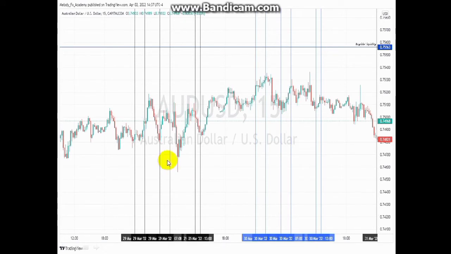Now we are going to talk about applying institutional order flow to the forex market. We have been talking about the factor of time and price.